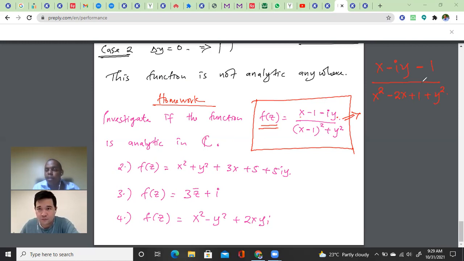So when you look at that first function, x minus iy, you realize that that is going to be the complex conjugate z bar, right? Yes. It's going to be the complex conjugate z bar.